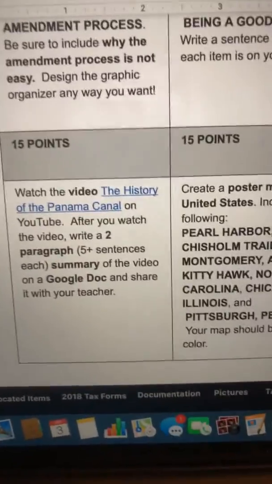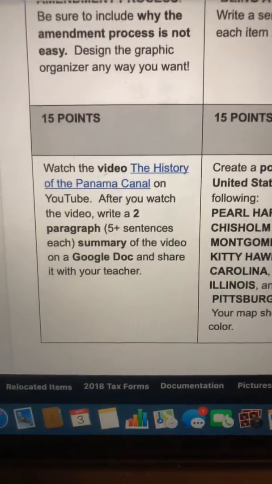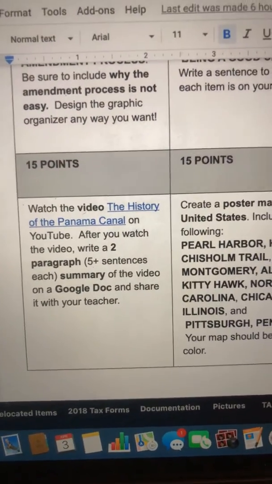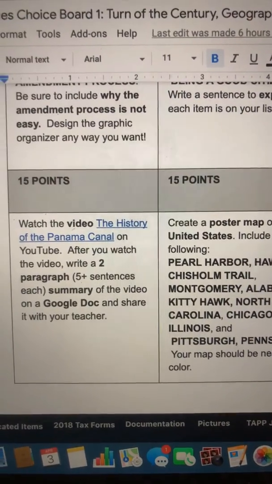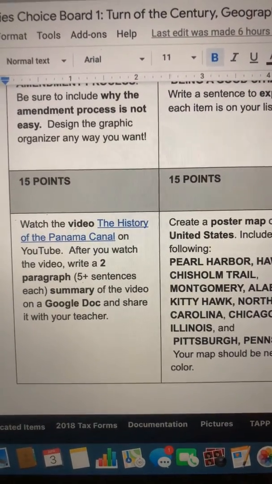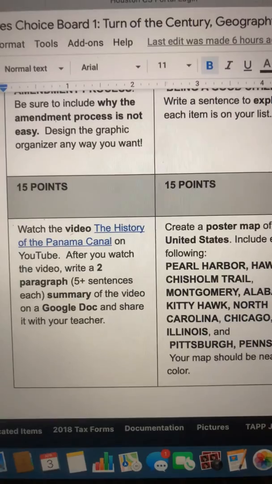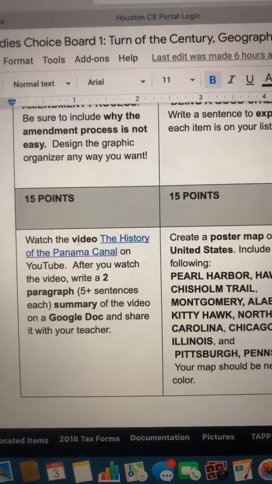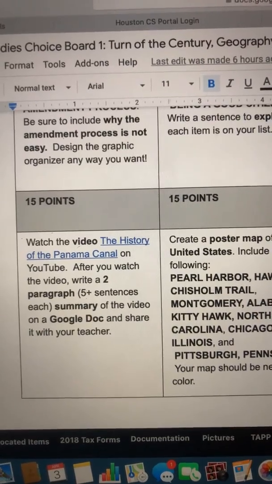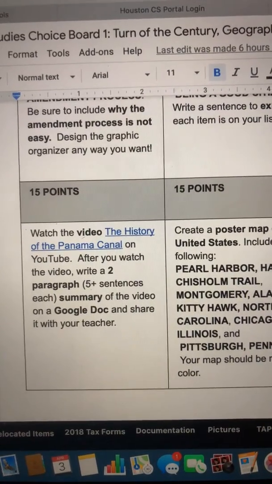All right, so now we're going to be moving down to the 15-point row, the last row. Here it says: watch the video The History of the Panama Canal on YouTube. After you watch the video, write a 2-paragraph summary of the video, with at least 5 sentences in each paragraph, on a Google Doc and share it with your teacher.